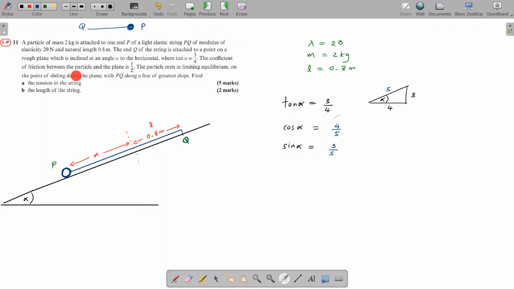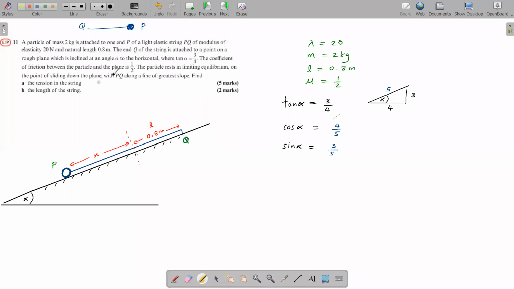The coefficient of friction between the particle and the plane is half. Okay, they have told you that this is a rough plane. So rough plane means you have friction working here. The mu value is half. The particle rests in limiting equilibrium, on the point of sliding down the plane, with P acting along a line of greatest slope. Find the tension in the string.